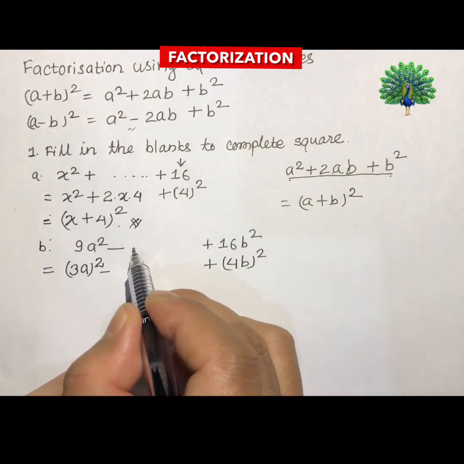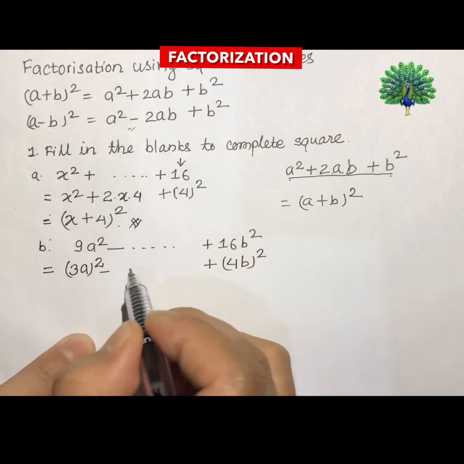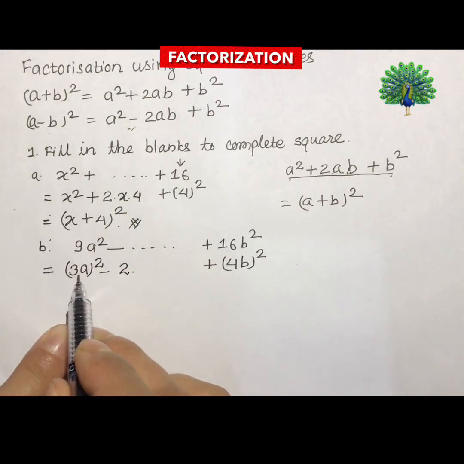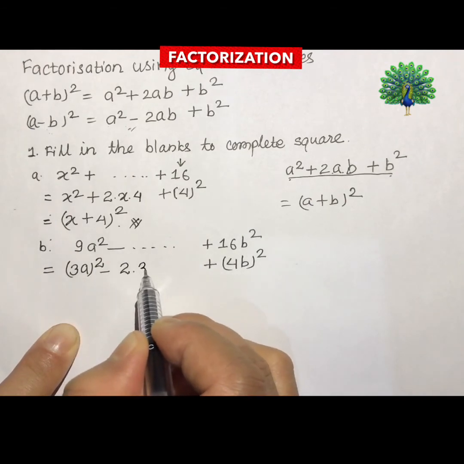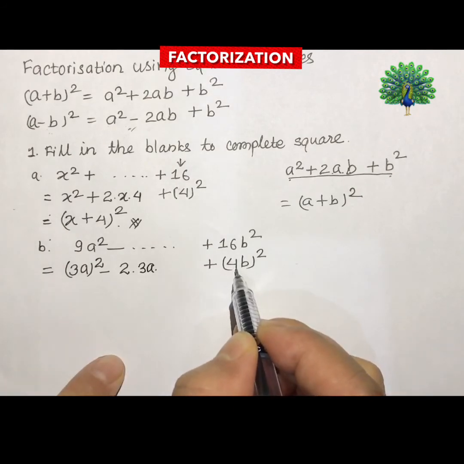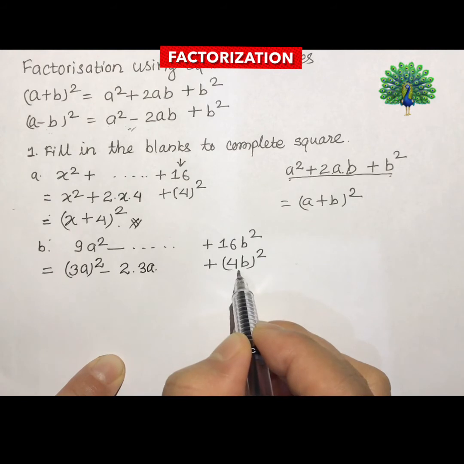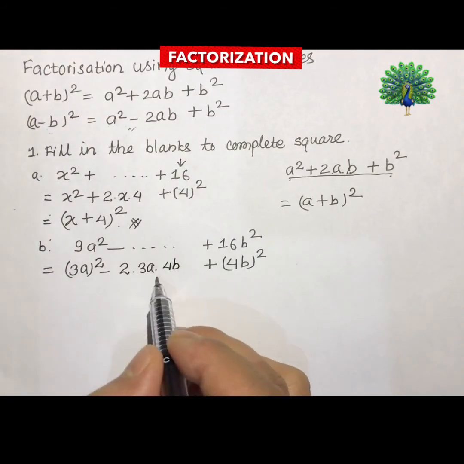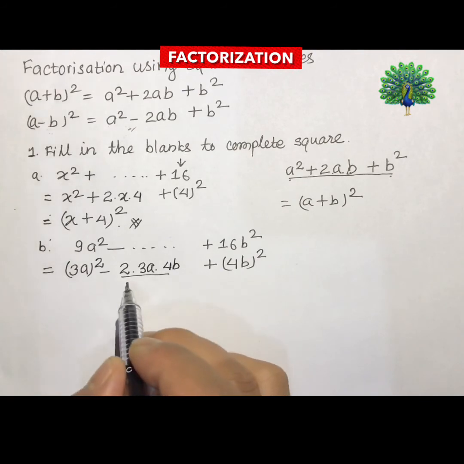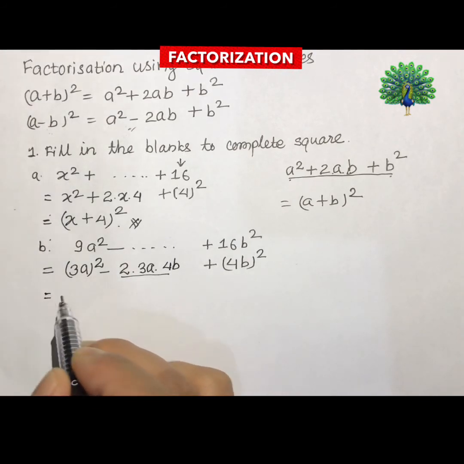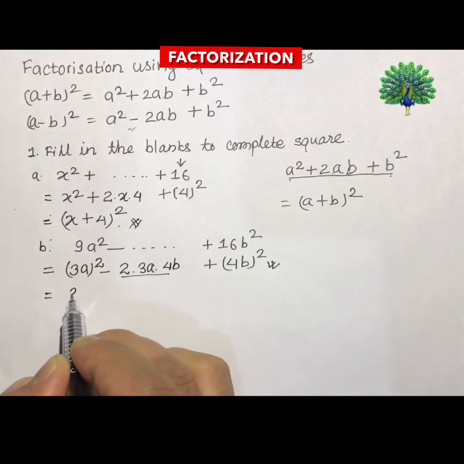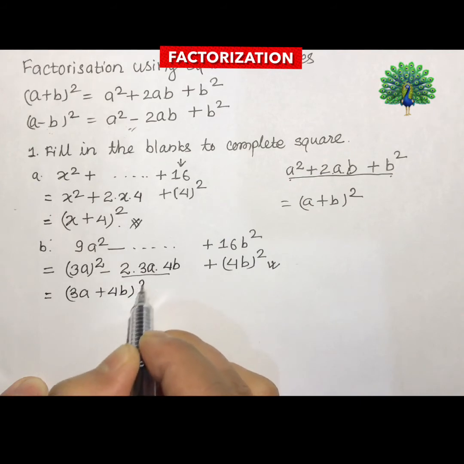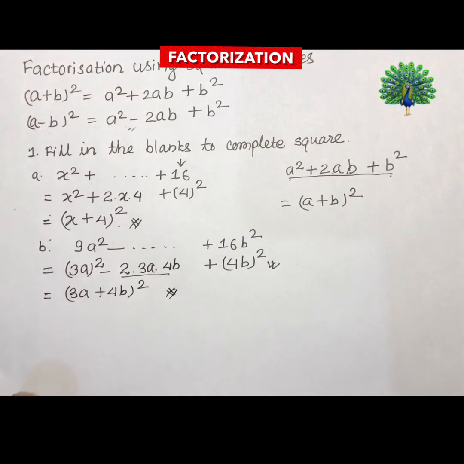Now what to write in the middle? Look here, 2ab from the formula. In place of a, in the first term, the term without the square is 3a, and b is 4b. These terms will be put to make the complete square. Now it becomes a complete square. Then we can write the complete square as (3a minus 4b) whole square. This way this one is also complete.